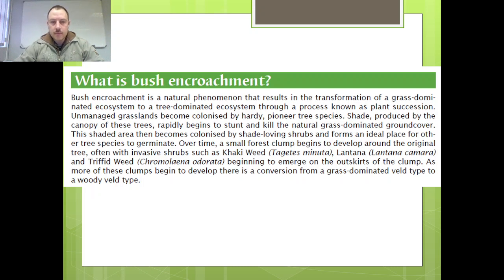shrub. Over time, a small forest clump begins to develop around the original tree. Often the invasive shrubs such as kakiweed, lantana, and triffidweed begin to emerge on the outskirts of the clump. As more of these clumps begin to develop, there is a conversion from grass-dominated veld to a woody veld type. So that's actually quite a good definition.